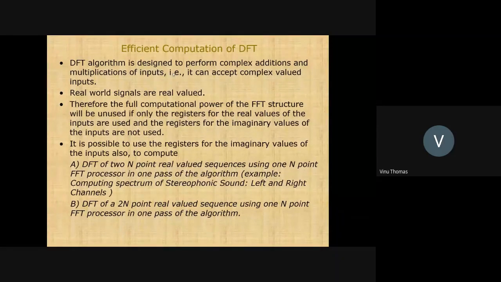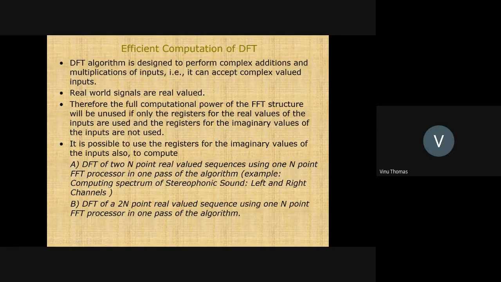Hello, sorry about that. So the DFT algorithm is designed to perform the FFT computation for complex valued inputs, whereas real world signals are real valued. Therefore, you are not properly utilizing the full computational power of the FFT structure, as the registers for the imaginary values of the inputs are not used. So it is possible to use those registers for the imaginary values of the inputs also to compute. In the first application, you will be looking at the DFT of two N point real valued sequences using one N point FFT processor in one pass of the algorithm.